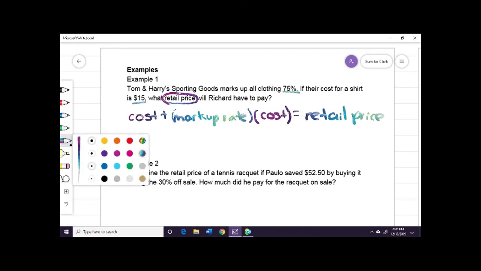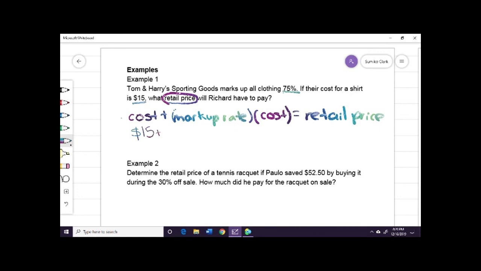I'm gonna get a skinnier pen here so that I don't take up so much room. Okay, so now we just have to plug in. So first we have cost, and the cost is $15. So we'll put $15 plus the markup rate, which is 75%, and we always convert that to a decimal to do the math, 0.75, and then the cost, which again is $15, and that equals our retail price. And then you can plug this into your calculator.